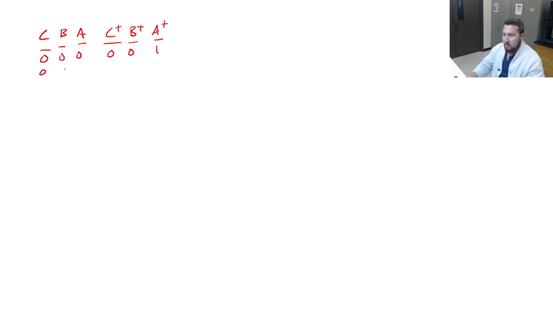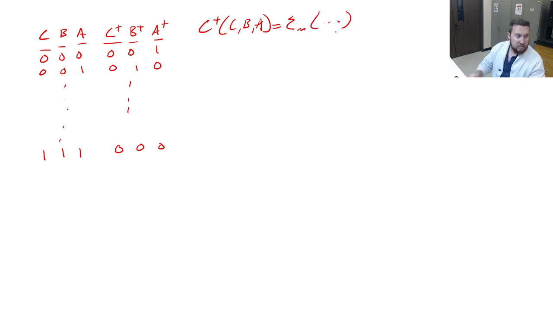I mean, if I go to this blank screen, that would be C, B, and I won't do the whole thing, but it'd be, well, I might do the whole thing. C plus, B plus, A plus. Right, so you'd have 0, 0, 0 leads to 0, 0, 1, 0, 0, 1 leads to 0, 1, 0, right, all the way down. And so, yeah, you would do the same thing. Down here at the bottom, you would have 1, 1, 1 leads to 0, 0, 0. And so just like before, C plus is a function of C, B, and A, and is equal to the sum of minterms, whatever those are.